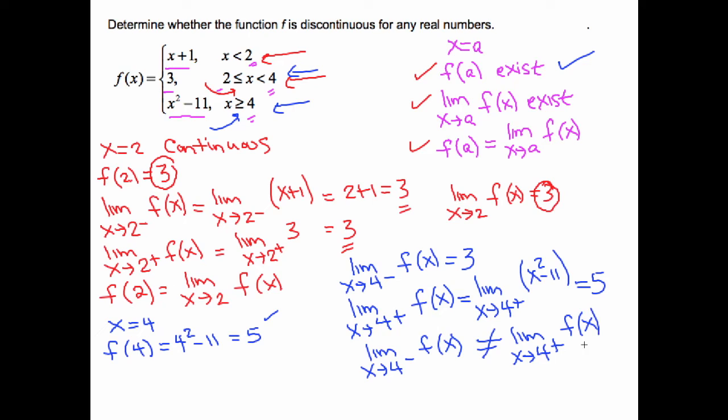Left and right-hand limits are not equal. So what this tells me is my two-sided limit does not exist. So going back to the question, determine whether the function is discontinuous for any real numbers. Yes, it is discontinuous. Where is it discontinuous? It's discontinuous at x equals 4. Why? Because the two-sided limit as x approaches 4 does not exist.